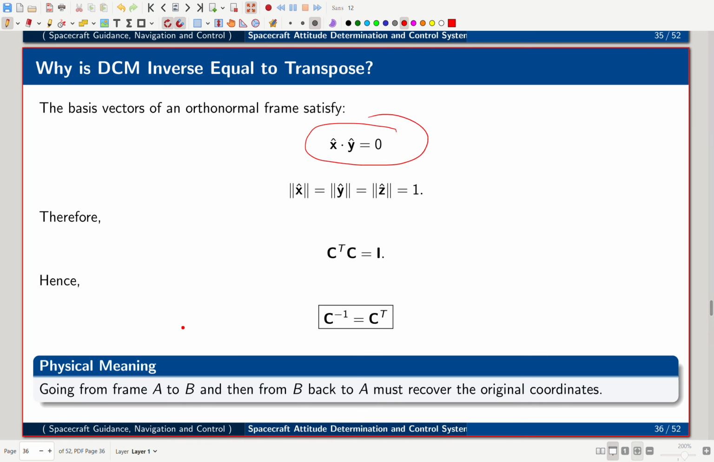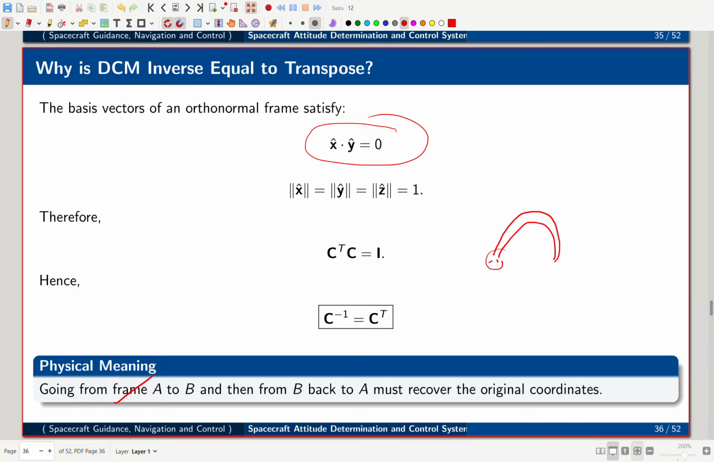So why is the DCM inverse equal to its transpose? Because the basis vectors of an orthogonal frame satisfy this rule, right? That's why the inverse equals the transpose. This is the orthogonal matrix rule also. So the physical meaning is that going from A to B, then from B back to A must recover the original coordinates, right? That's very important.